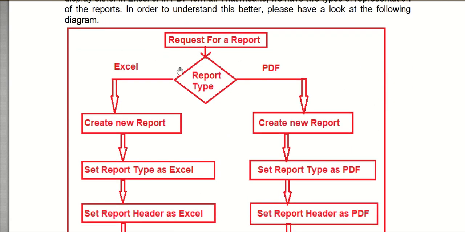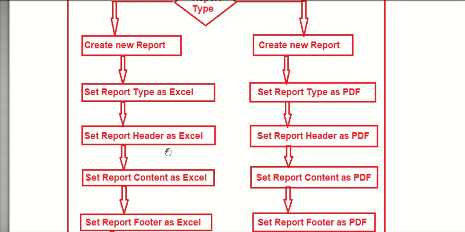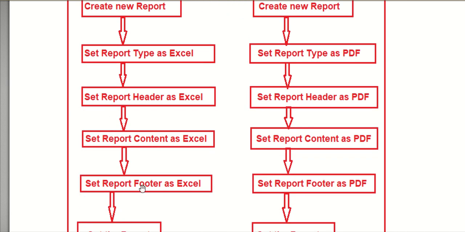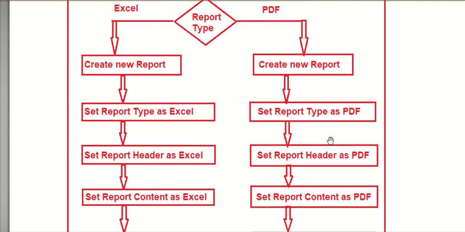Request for a report. Now there is a condition: what kind of report type, Excel or PDF? But see the construction process. Create a new report, set report type as Excel, set report header as Excel, set report content as Excel, set report footer as Excel. It is a trivial example with which I'm trying to explain. I went through the internet and found a lot of solutions, but this one was very simple and easy in order to understand the concept of the builder design pattern.